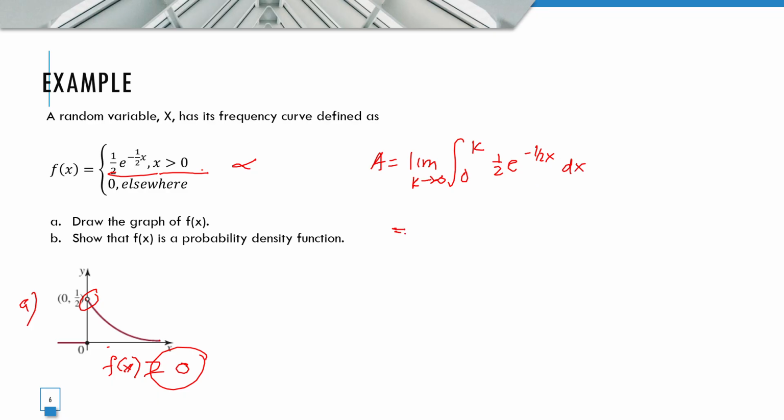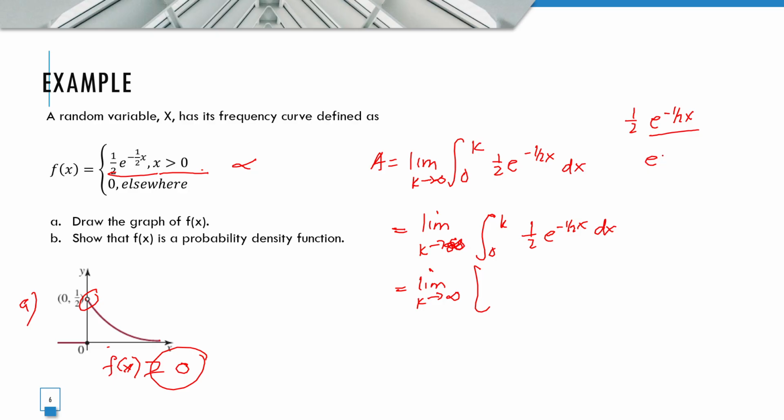If we're going to take the interval of this one, the limit as k approaches infinity, from 0 to k, of 1 half e raised to negative 1 half x. So by the use of our calculus, this is 1 half e raised to negative 1 half x. This will become e raised to u plus c if we're going to integrate this one.